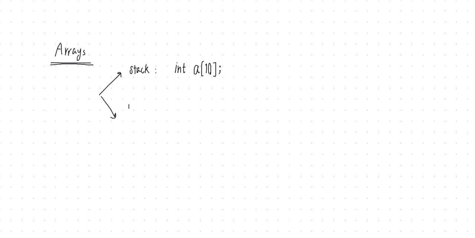And then alternatively, sometimes we create the array on the heap, and that is by using dynamic memory allocation, using the new operator, right? To have int star a is equal to new array of type integer, and then you specify the size here. Okay, now here a is a pointer. But you should know that in C++, there's a close relation between pointers and arrays. And we will talk about that later on.